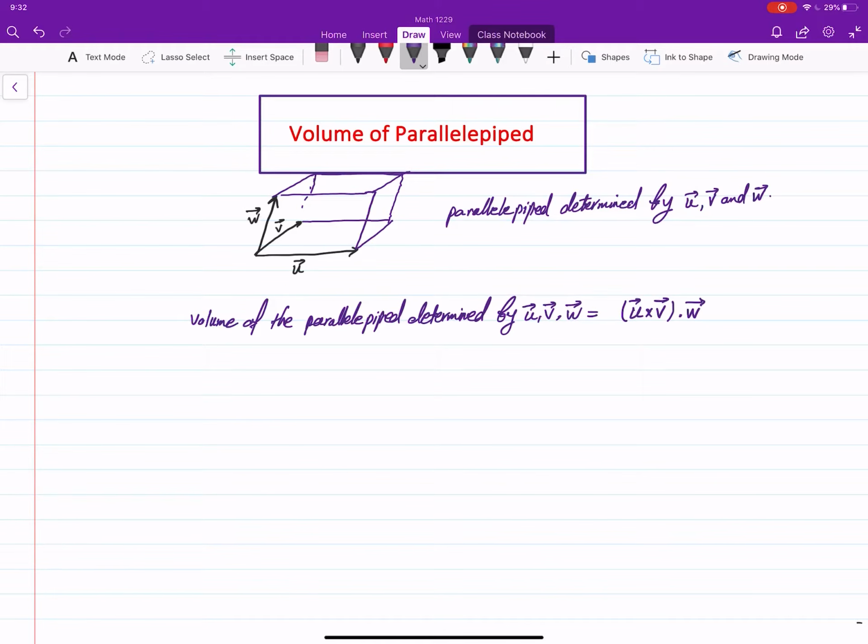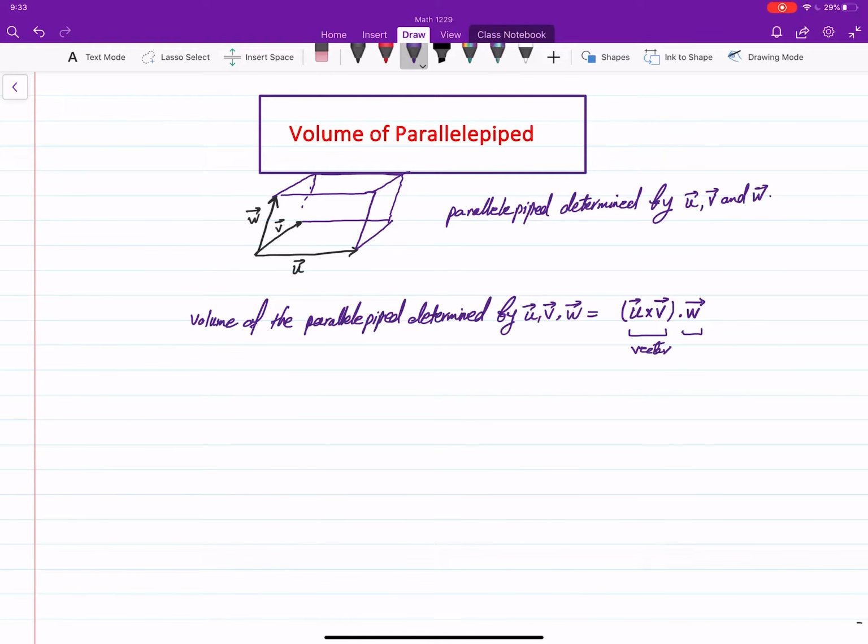The resulting vector, you find the dot product of that with the third vector. But you see, this is a vector and this is another vector. When you take the dot product, you get a number. That number is the volume of the parallelepiped determined by u, v, and w.